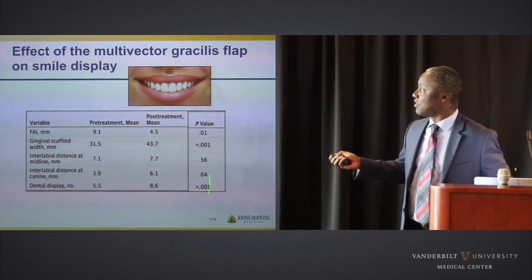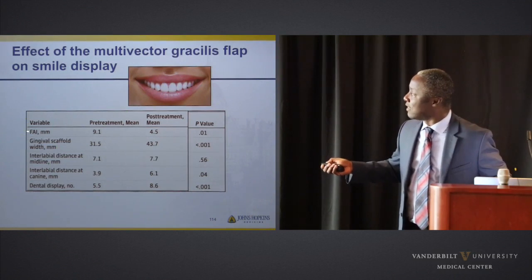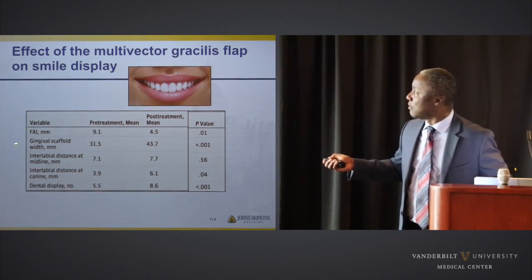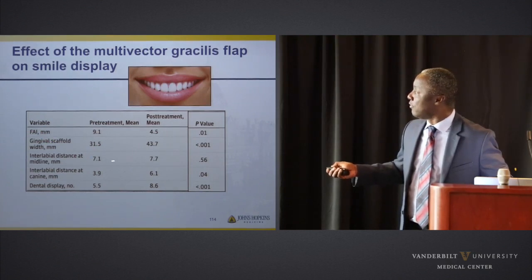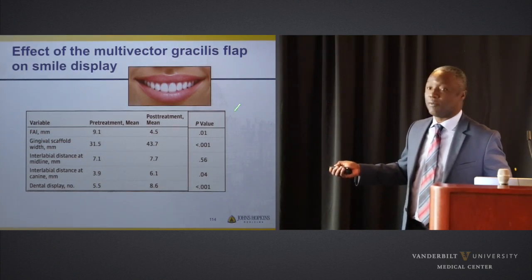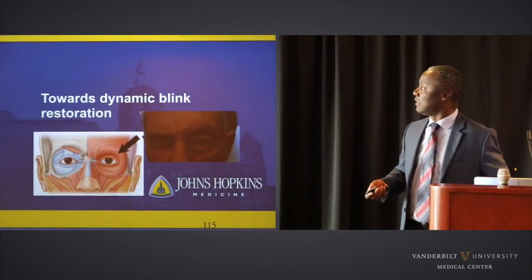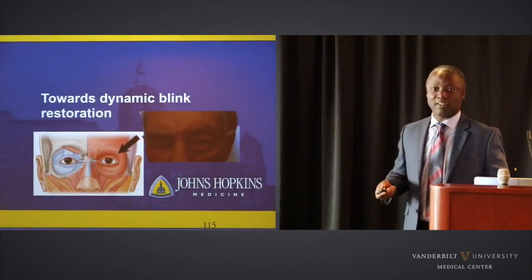Looking at about 15 patients, this paper will be published soon. It's showing improvement in all categories, in terms of symmetry. Gingival show improved. The number of teeth exposed went from an average of 5.5 to 8.6 teeth being shown. So overall, the multi-vector is more versatile than the classic gracilis flap.